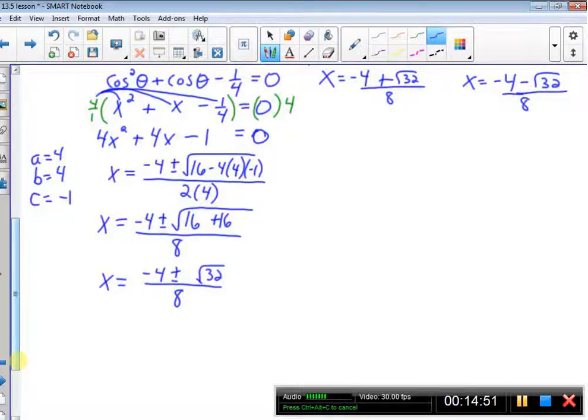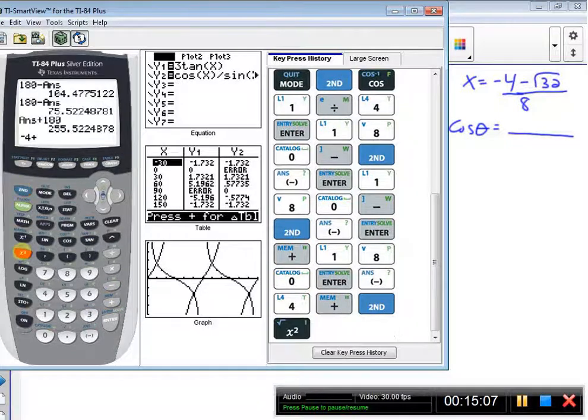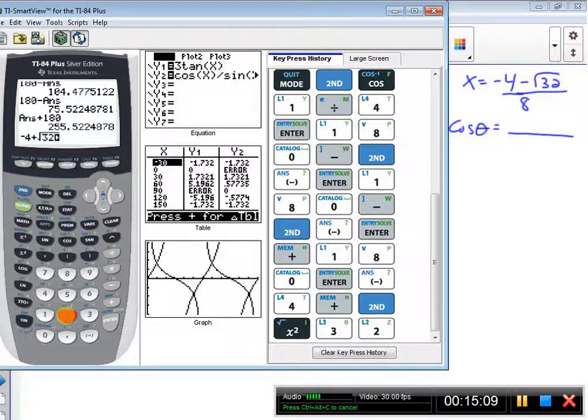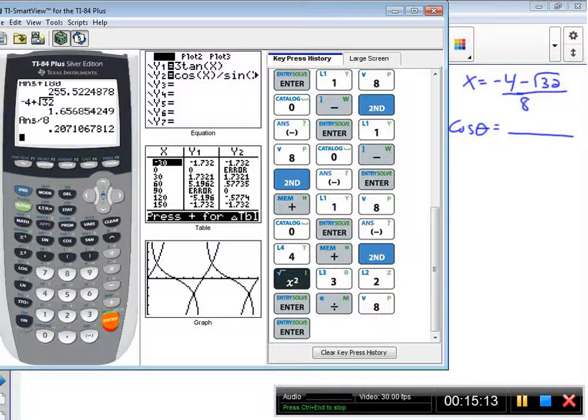And I'm going to sneak in the cosine now. So it's going to be cosine theta equals, and I'm going to get the decimal. So negative 4 plus the square root of 32, enter, divided by 8. 207.